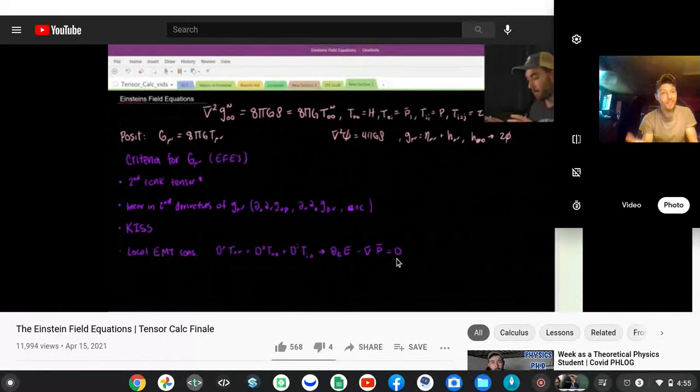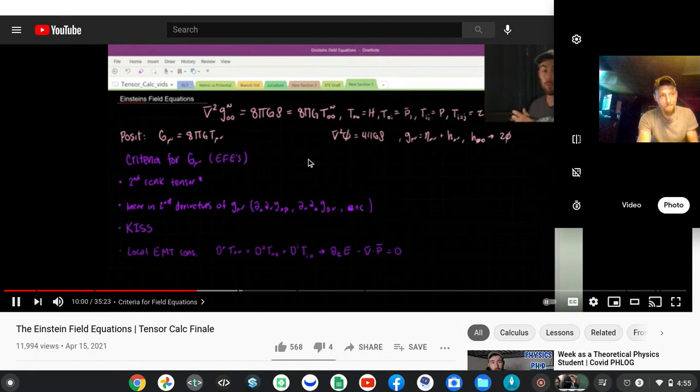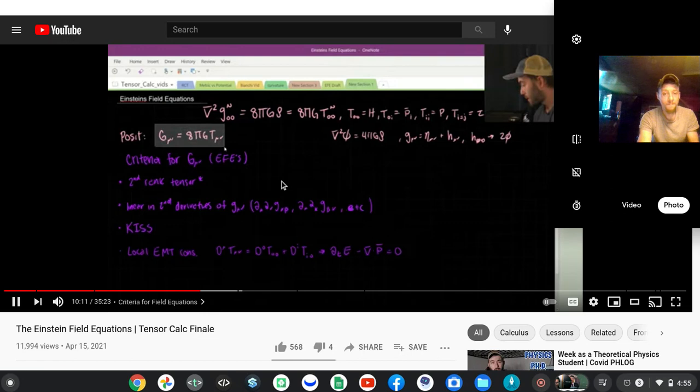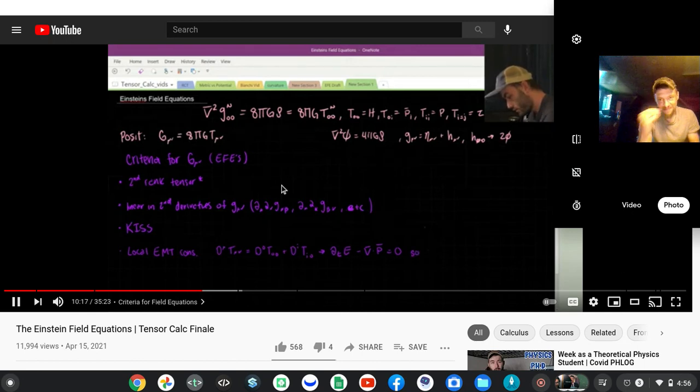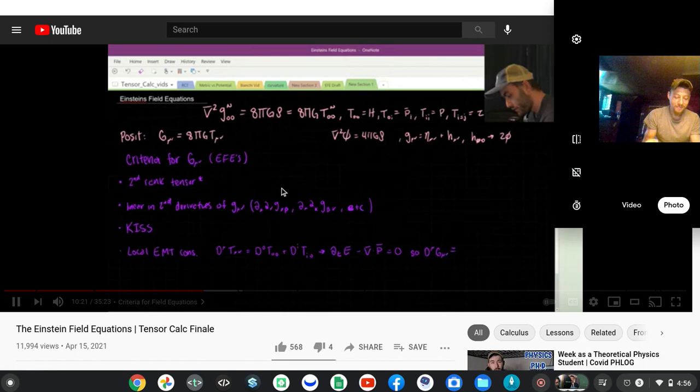So it's a statement of conservation of energy and momentum, or if we took nu equal to other things, we have 4 continuity equations. That's all that I'm saying with local energy momentum tensor conservation. But if we're assuming left-hand side equals right-hand side, that means that G mu nu also needs to be divergenceless. So the divergence of G mu nu has to equal 0 as well.